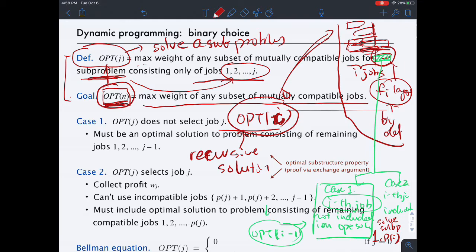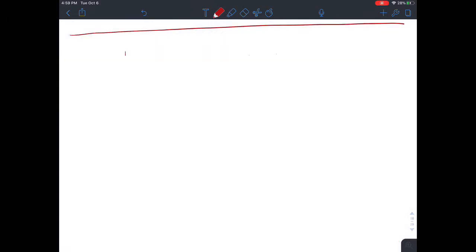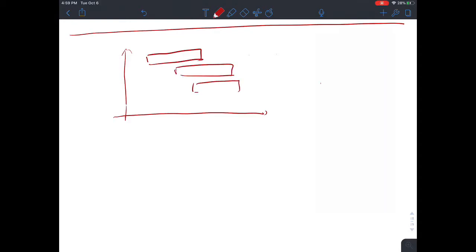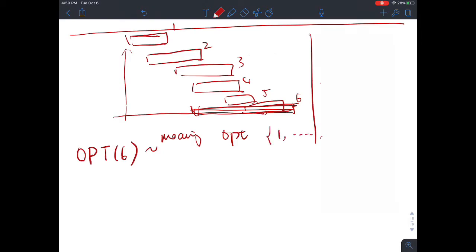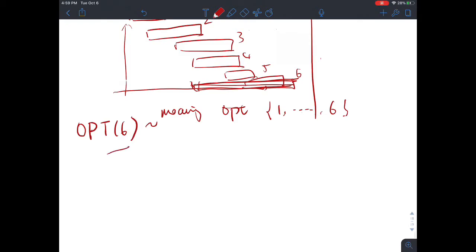Let me switch back to the whiteboard and explain this very important idea again. I have a lot of jobs, sorted by ending time. How many jobs do I have? 1, 2, 3, 4, 5, 6. Let's say I want to solve OPT(6). The meaning is: what's the optimal solution if I choose jobs from 1 up to 6?